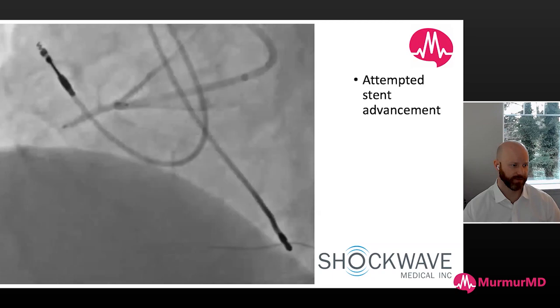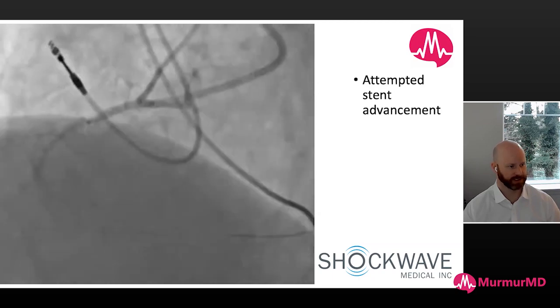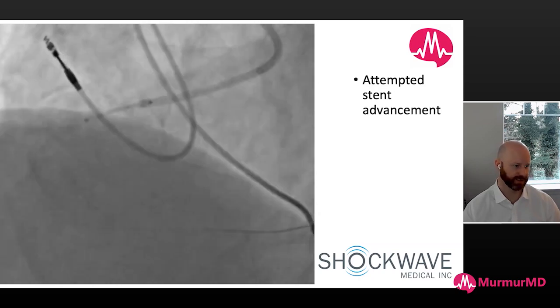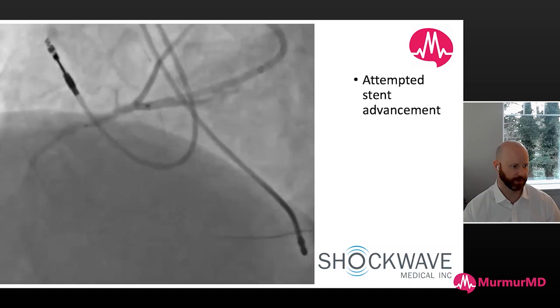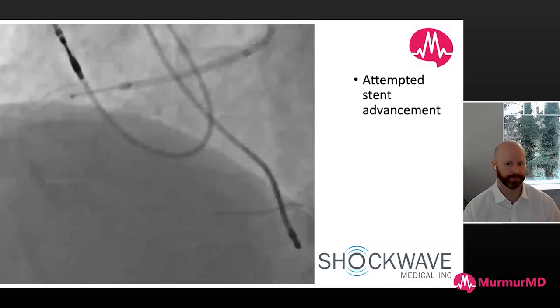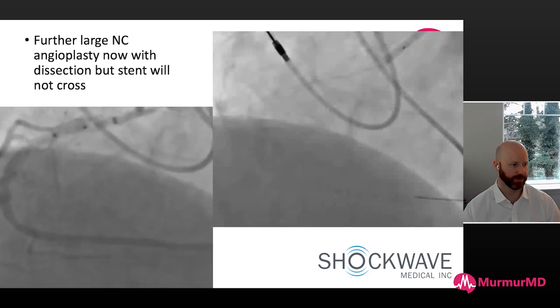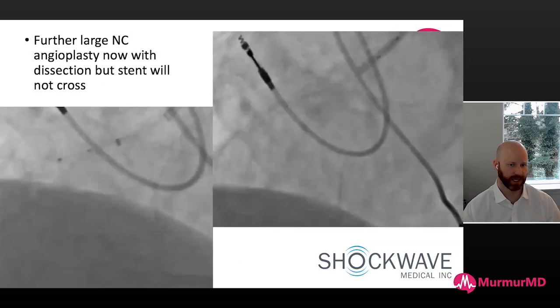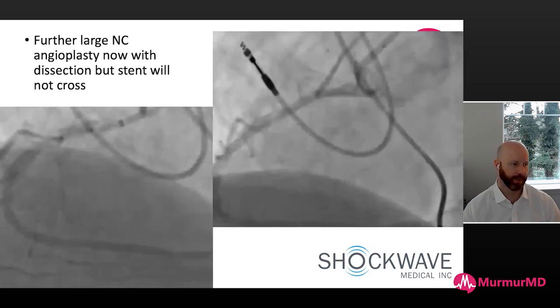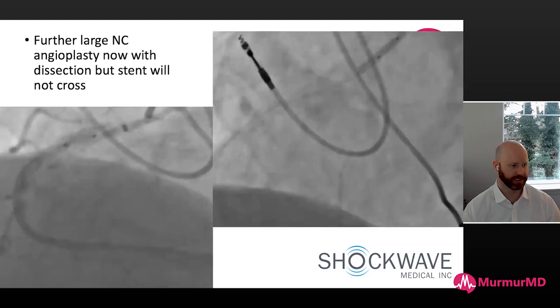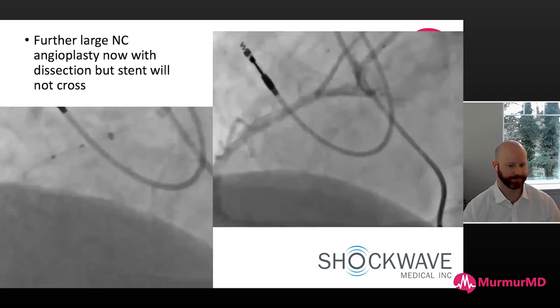They went ahead with advancement of a stent. However, they could not cross this severe lesion with the stent, and upon this angiography, were able to confirm that they, in fact, had a residual severe stenosis. They went ahead with larger non-compliant balloon inflations. However, this was not able to completely relieve the stenosis. It did, however, cause a relatively large dissection due to the high-pressure balloon inflation.